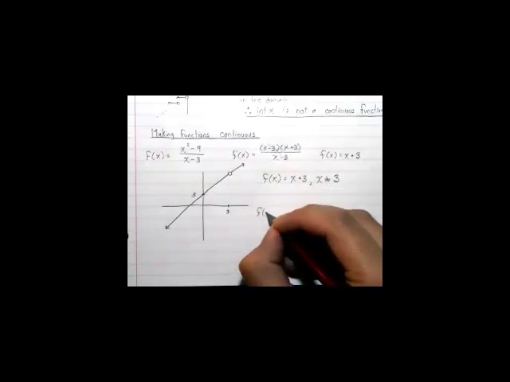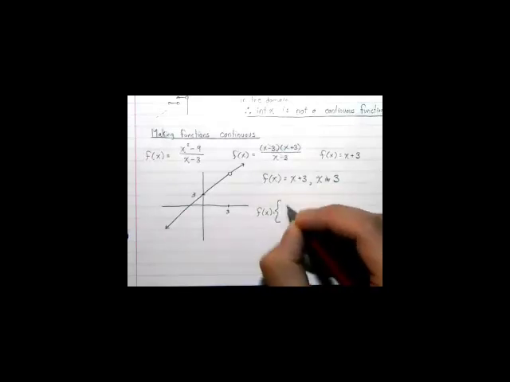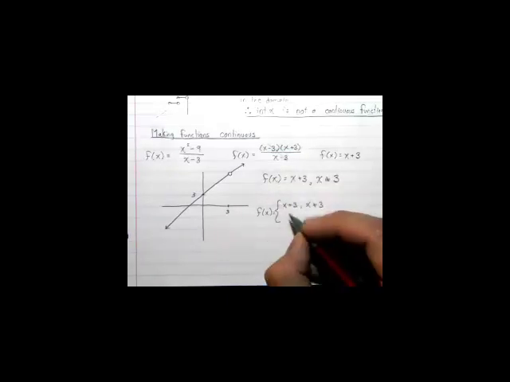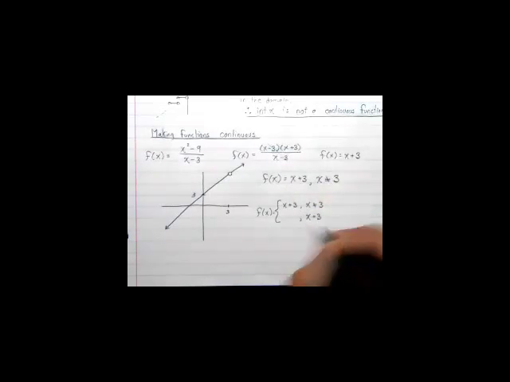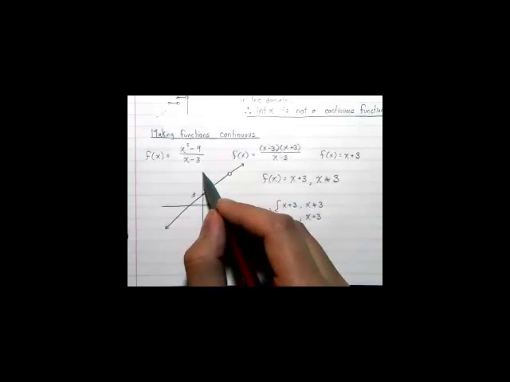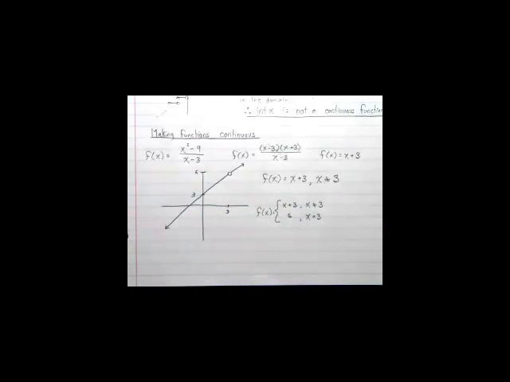You could write this as a piecewise function. You could say, okay, f of x equals x plus 3 when x is not equal to 3, which is what we're already at. And then when x is equal to 3, make it equal to, that would be 6, right? So make it a 6 when x is equal to 3, and now I've basically taken a little point and just dropped it in there and filled up the hole.